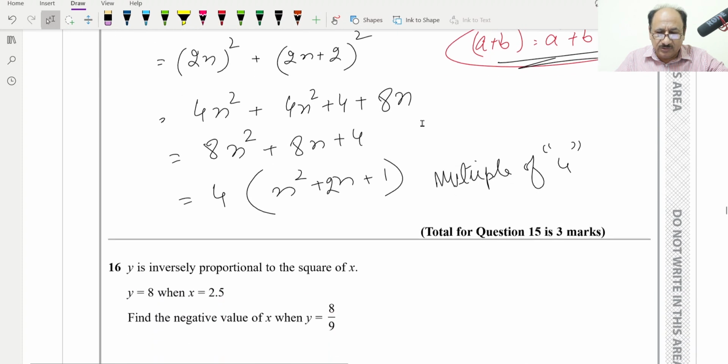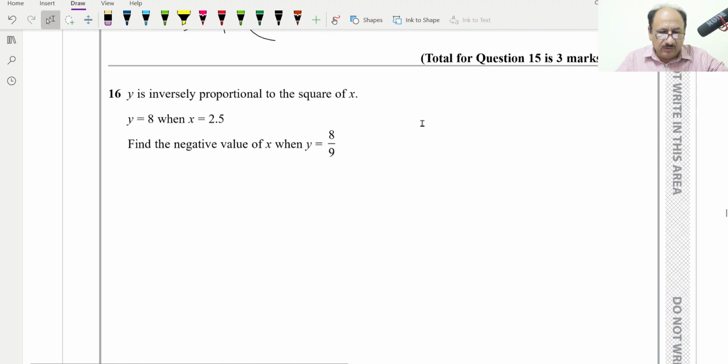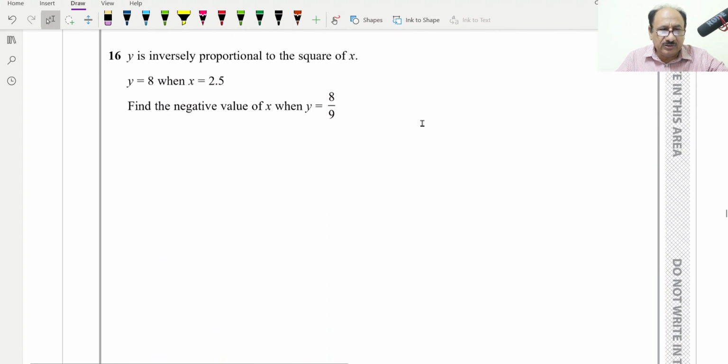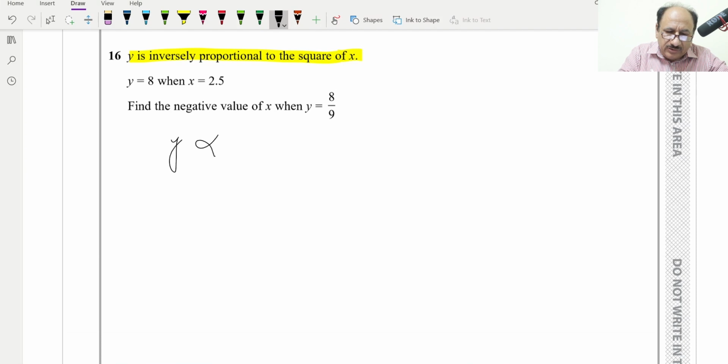This is a 3-mark question, very easy, and if you know the process, it's not a tricky question. Now the next one: y is inversely proportional to the square of x. This is a proportionality question. We can write the same thing in mathematical language: y is inversely proportional to the square of x.